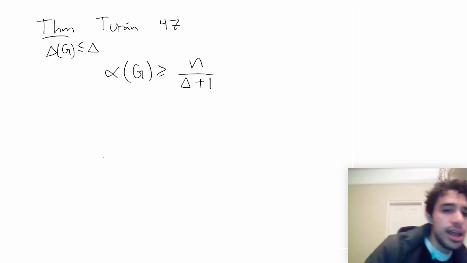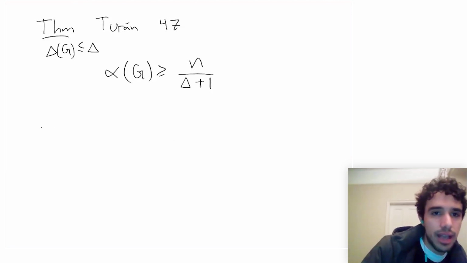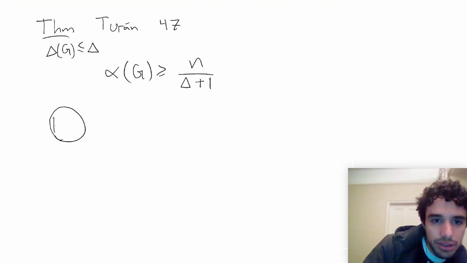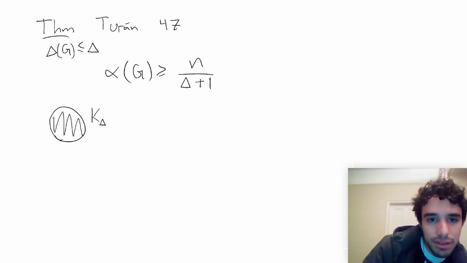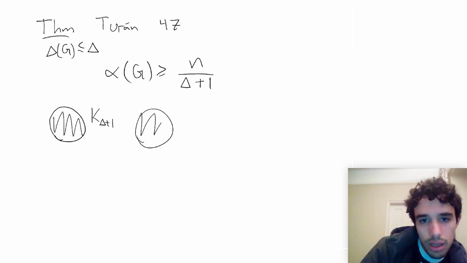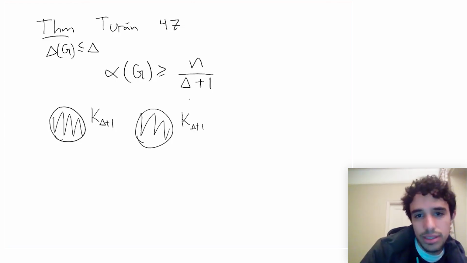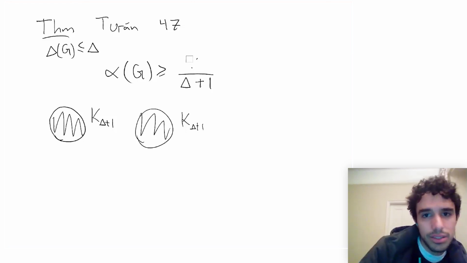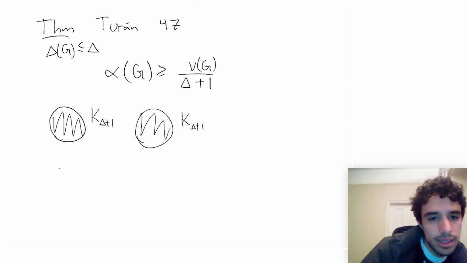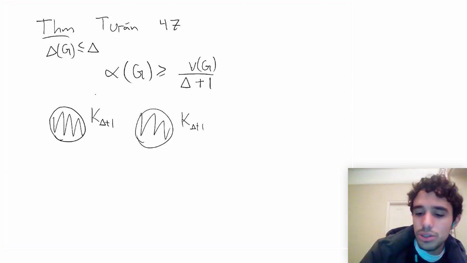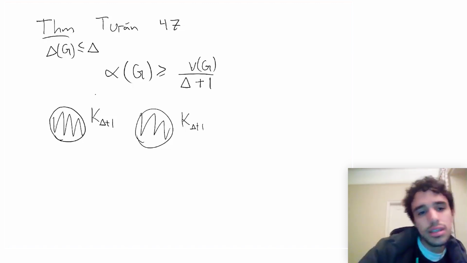Okay. And notice that this is optimal in general, because you can take a bunch of cliques of size Δ plus 1. Of course, this graph has, sorry, I should put V(G), independence number exactly |V(G)| over Δ plus 1. But we could try to apply this theorem first to our graph and see how it does.